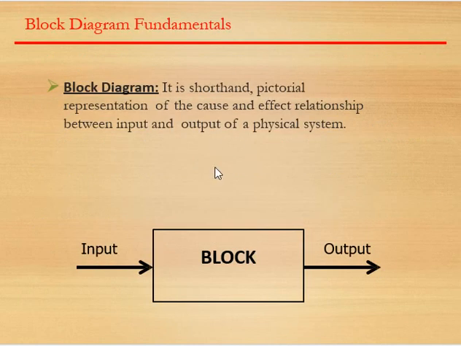So what do I mean by block diagram, that you know, but see, it is a shorthand pictorial representation of the cause and effect relationship between input and output of a physical system. Any physical system will have a physical component interconnection model, there will be an input, and because of it we will get an output. So that system is generally represented with the help of a simple block diagram. This is a pictorial view of that simple block diagram, that is, this is the input, this is a block, and this is the output.